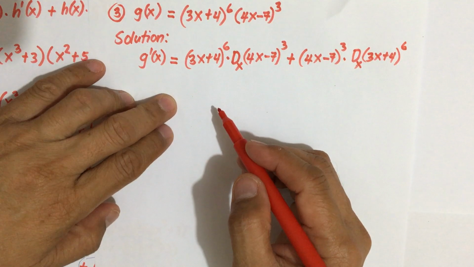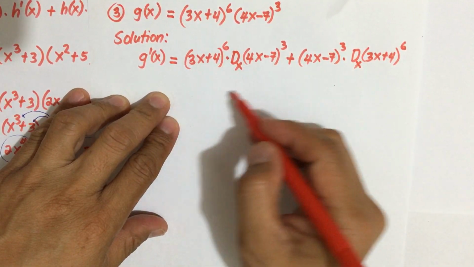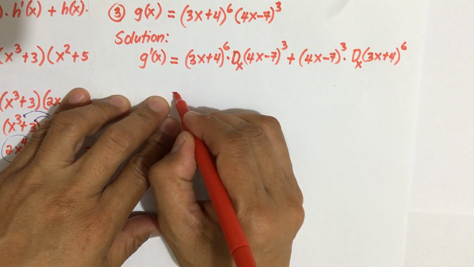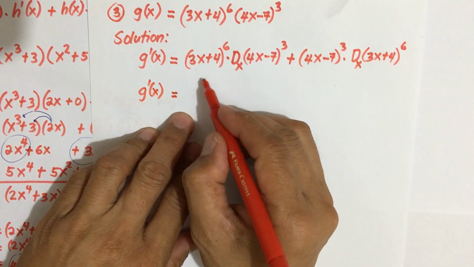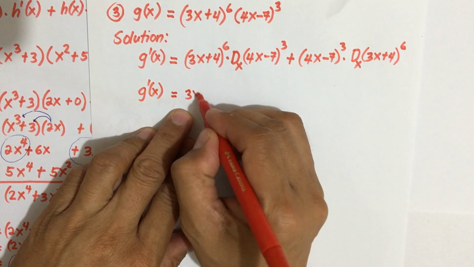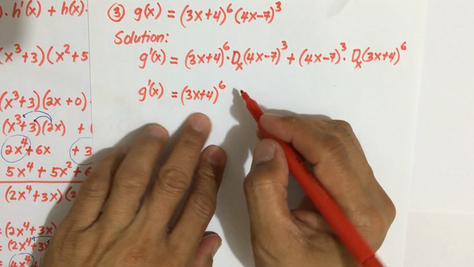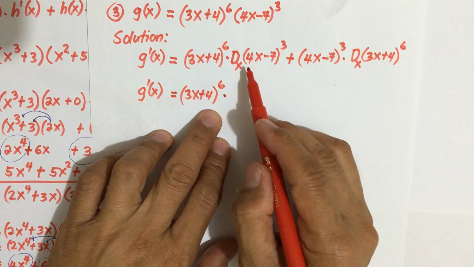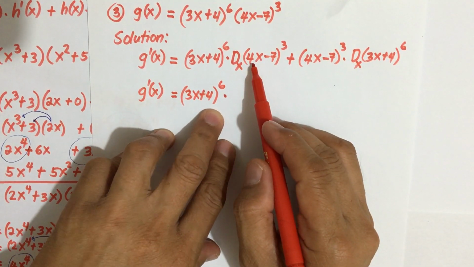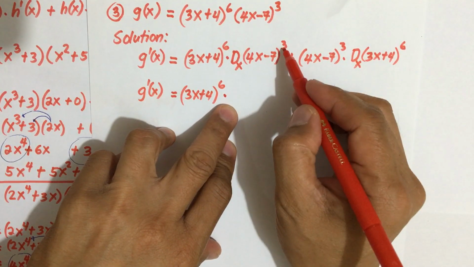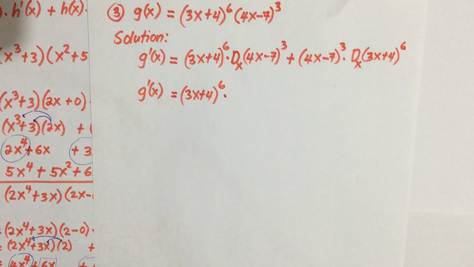So we have, for the first term here, g prime of x is equal to, so just copy this one, 3x plus 4 raised to a power 6, then times, so applying the general power rule. Okay, so power rule, it means the power, this power here, can you still remember the general power rule?